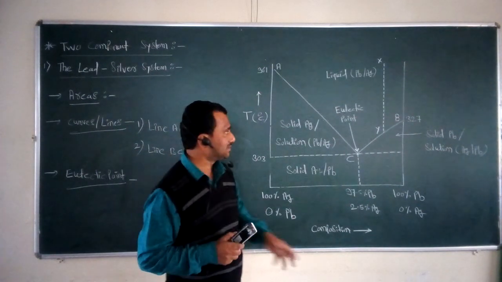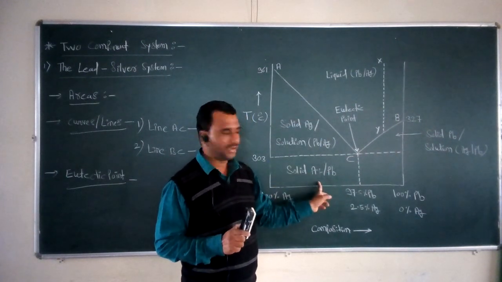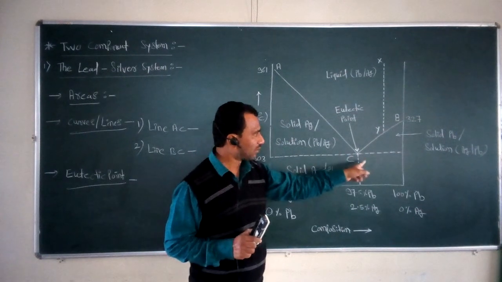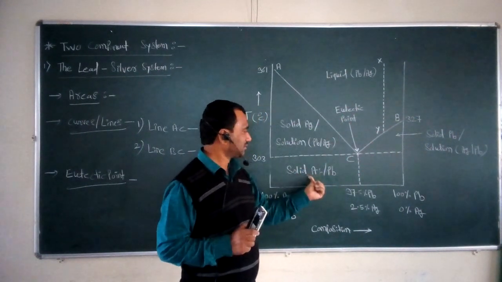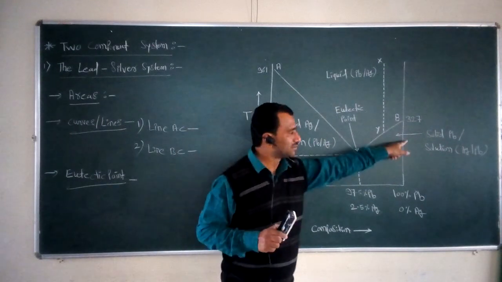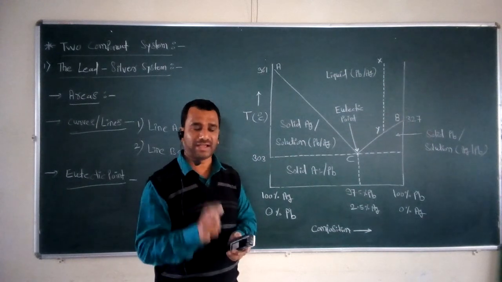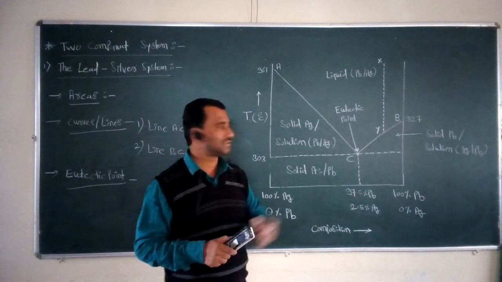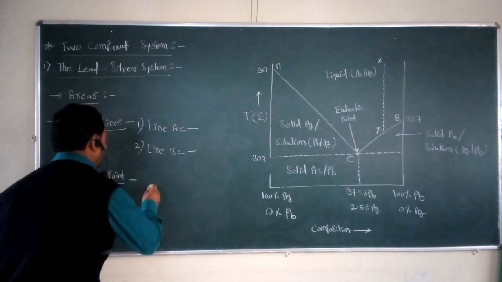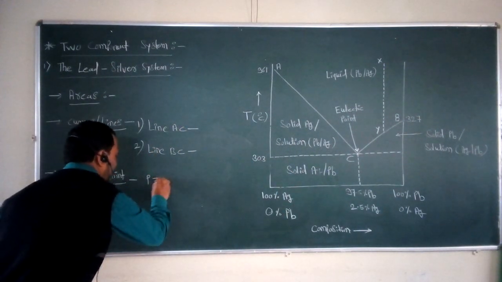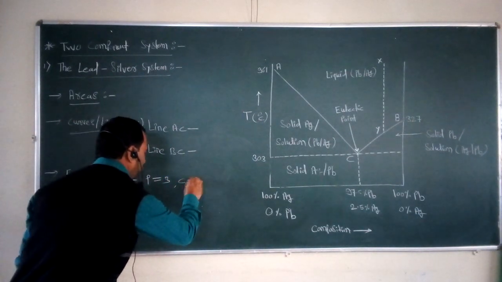What are those three phases? One is a liquid in equilibrium with the solid silver, and it is in equilibrium with the solid lead. So these three phases are in equilibrium at this point C, and that's why such a point is called the eutectic point. So at this eutectic point we can say that the phases are equal to 3. The phases are equal to 3, components are again equal to 2.